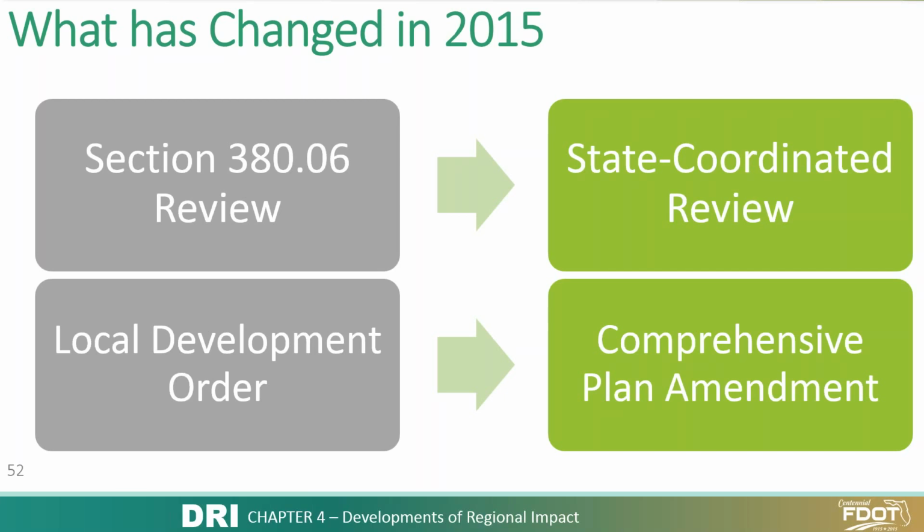So understanding this, originally when a DRI was approved prior to the passage of Senate Bill 1216, it was done by development order, which may have had accompanying comprehensive plan amendments that were also approved to allow the development to occur. Now, new developments that would qualify as DRIs are approved as comprehensive plan amendments.